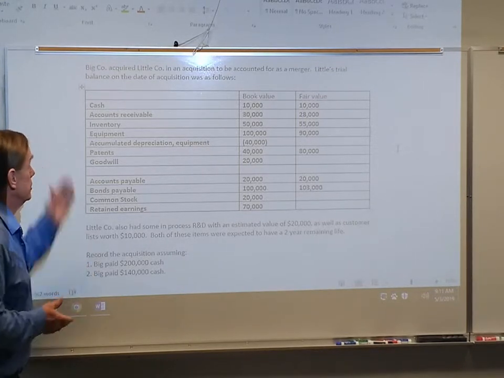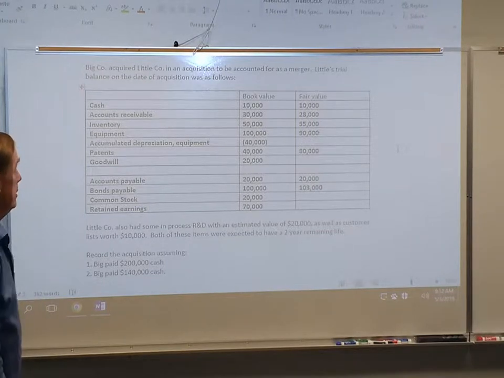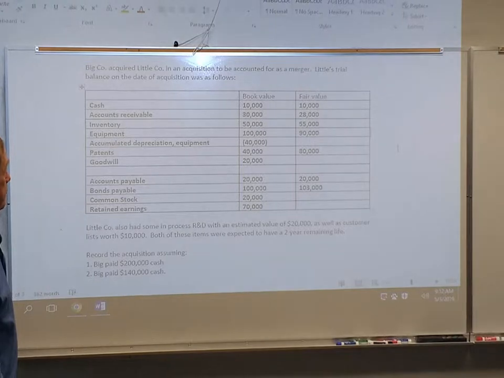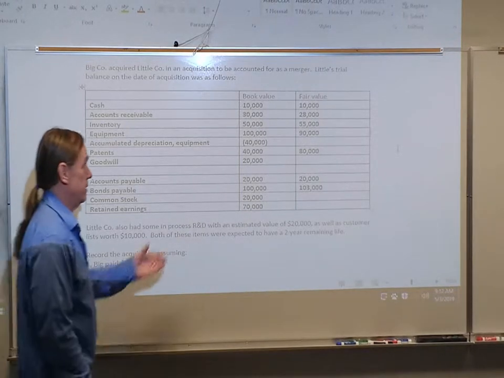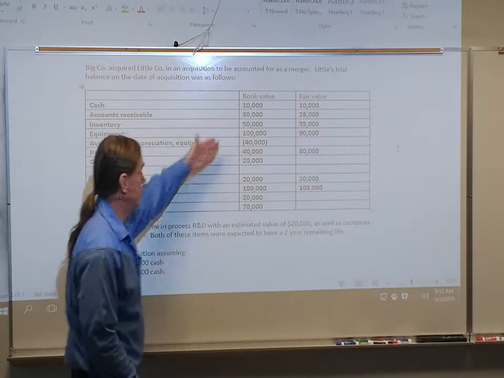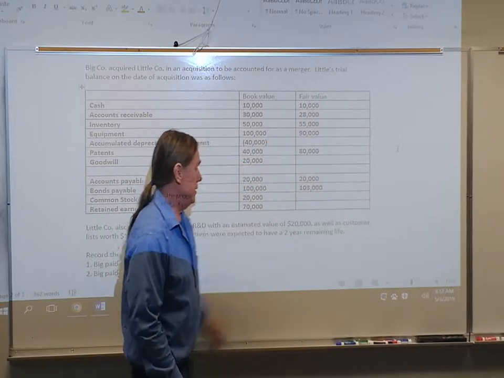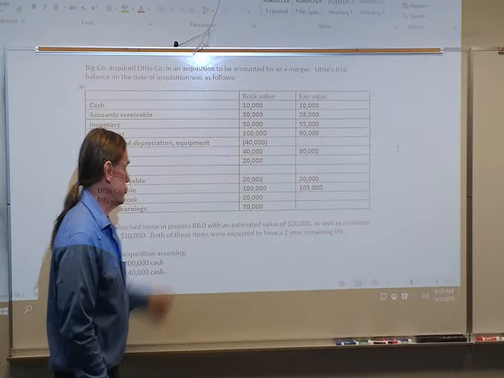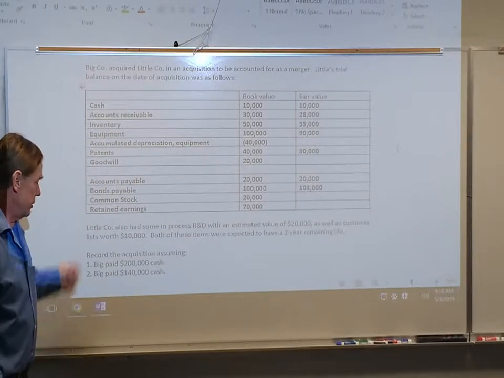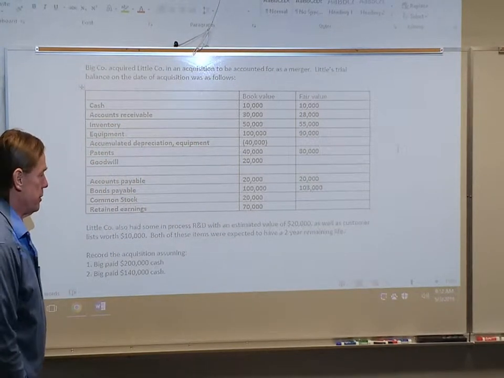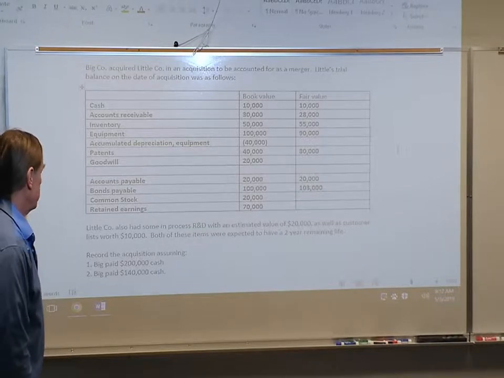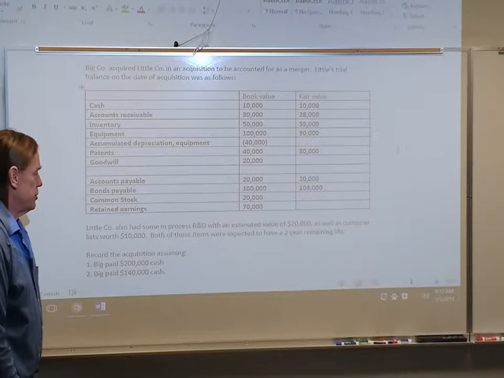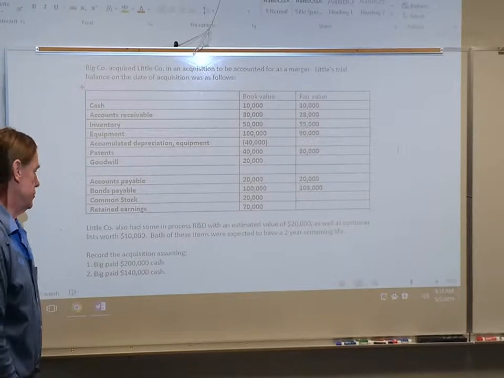In any event, let's assume that Big Company acquired Little Company in an acquisition to be accounted for as a merger. Little's trial balance on the date of acquisition was as follows, and we have all of our assets and liabilities at book value and at fair value. In addition to their recorded assets that are on the trial balance, Little Company also has in-process R&D with an estimated value of $20,000, as well as customer lists worth $10,000. Both of these items were expected to have a 2-year remaining useful life.